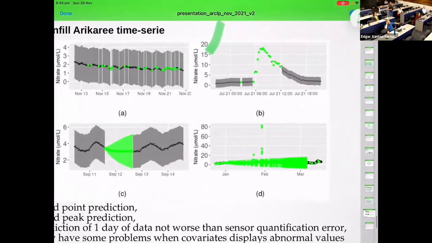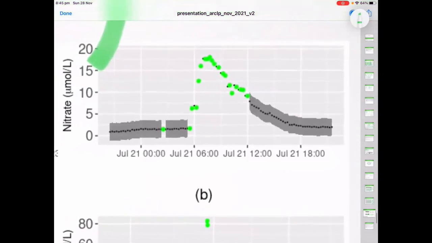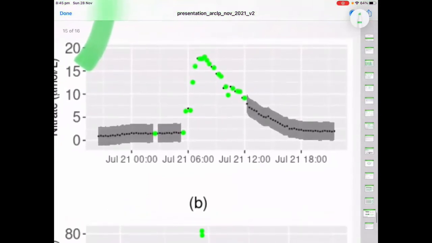So now, our last goal is not simulation, it's about the real data. Now we try to infill the Arikari time series. On the top left, you can see that we have a good prediction, we think. What was more challenging is this part of the data. The dark points are real data, and you can see a clear peak of the nitrite at this stage. The green are our prediction, and it looks good because it follows the pattern of the nitrite concentration.